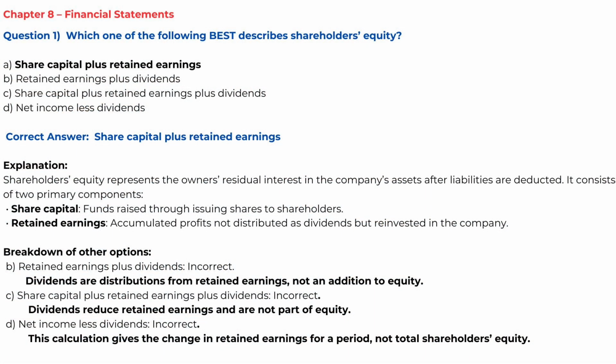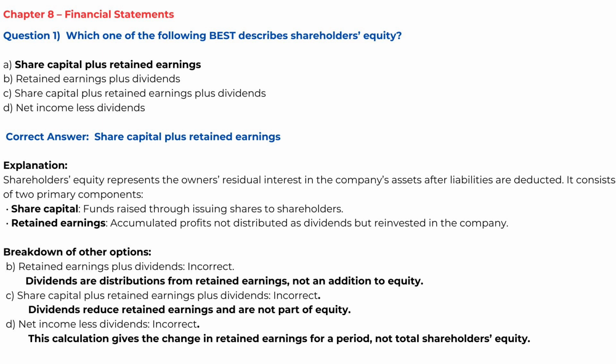Question 1. Which one of the following best describes shareholders' equity? Correct answer. Share capital plus retained earnings. Explanation. Shareholders' equity represents the owner's residual interest in the company's assets after liabilities are deducted. It consists of two primary components: share capital, funds raised through issuing shares to shareholders; retained earnings, accumulated profits not distributed as dividends but reinvested in the company.